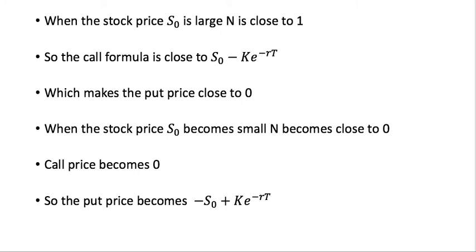Now, when our stock price becomes small, D1 and D2 become very large negative numbers, and the probability to the left of that would be 0. So that means our call price is going to become 0 and our put price becomes negative the initial value plus K e to the negative RT.